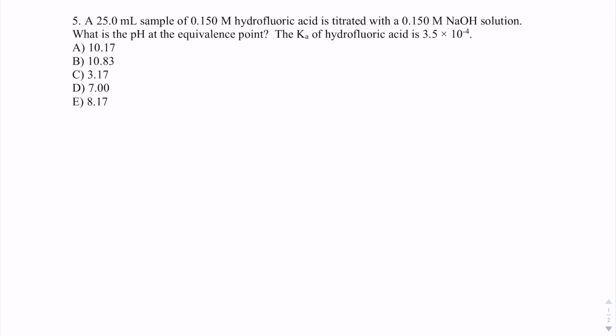Hello everyone, today we're going to do an example question on titration. Okay, so now let's look at what we have. Let's start reading. We have 25 mL and 0.150 molarity. So you have a volume and a concentration of the acid.